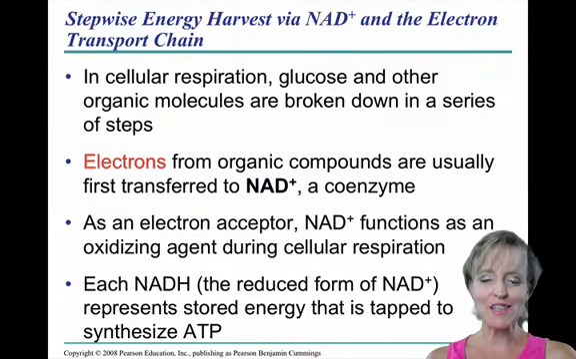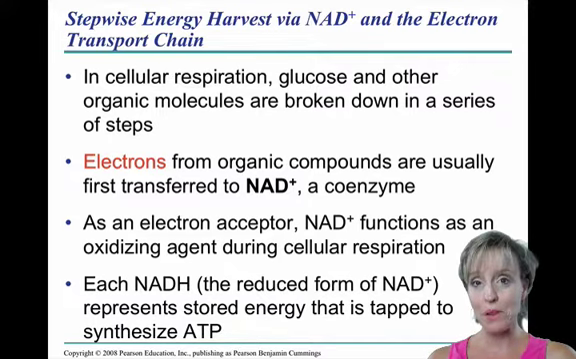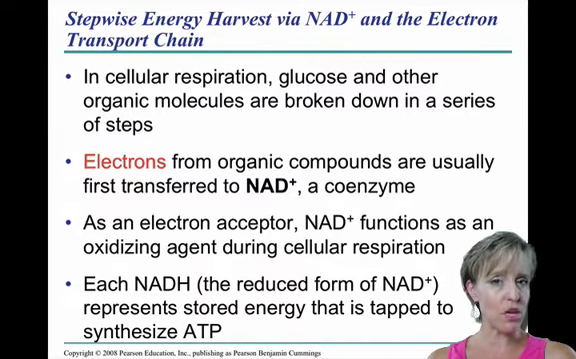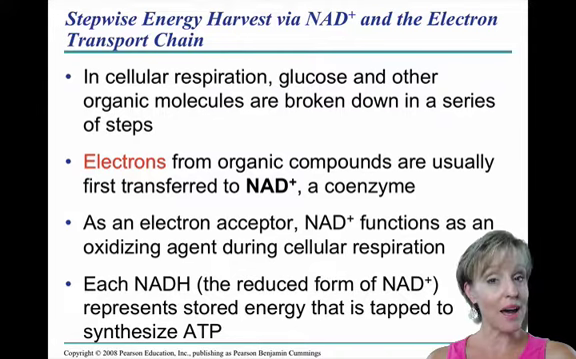Okay, let's get into the nitty gritty. In cellular respiration, the electrons, like I just mentioned a moment ago, from organic compounds, we're going to zero in on glucose, are usually transferred to a molecule called NAD+. Now, NAD+ is a coenzyme. If you remember coenzymes from honors biology, a coenzyme is generally a vitamin that is needed in order for an enzyme to work. So NAD plus is simply a coenzyme. NAD plus stands for nicotinamide adenine dinucleotide, and it's just a coenzyme.